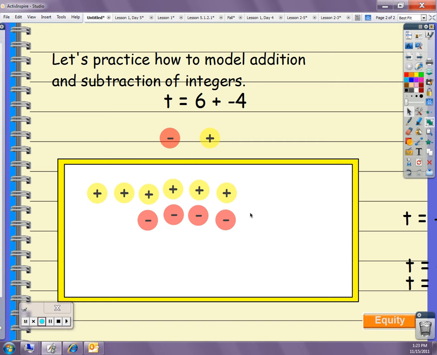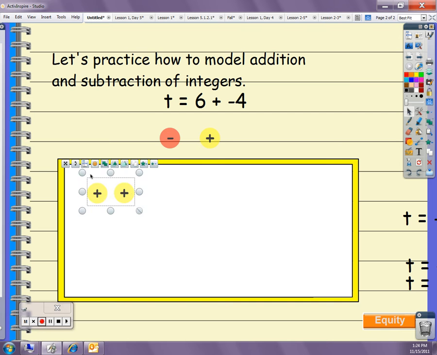Now what happens here is we have what's called an additive inverse, where if you have a positive plus a negative, those two cancel each other out to create essentially 0. So with my 4 positives and 4 negatives, those become 0 using the additive inverse property. And therefore my final answer is t equals +2. Let's clear that as we bring up the next example.